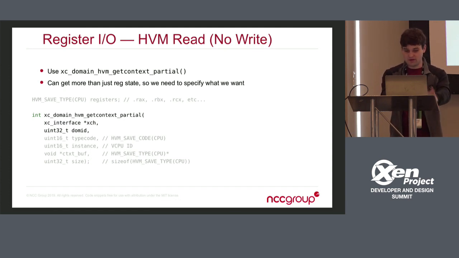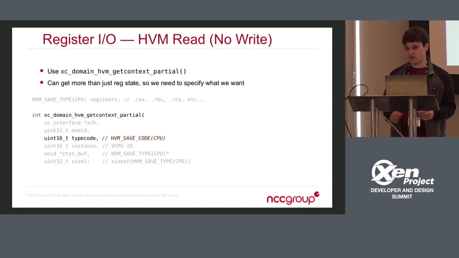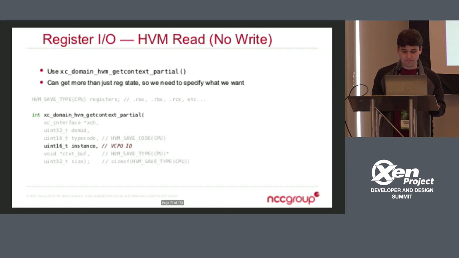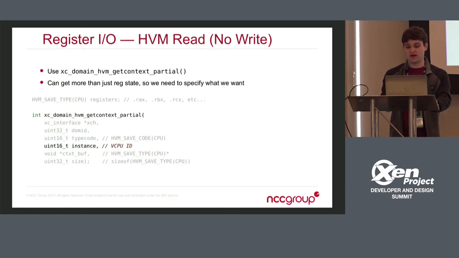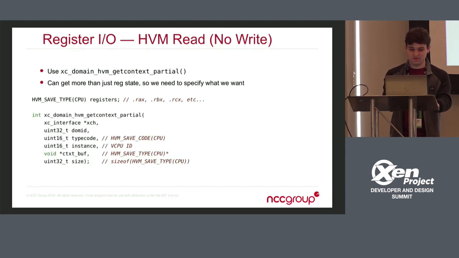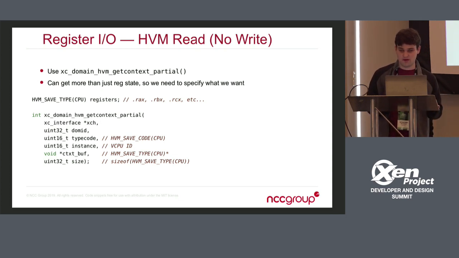The first two arguments we know, they're the library handle and the domain ID. And then we have to give it a type code, which is just a numeric code that specifies the type of context we want to retrieve. Get context partial just retrieves one context element only. And the type code for retrieving CPU register state, we just use the static value HVM_SAVE_CODE(CPU). The instance value in this context should just be considered a vCPU ID. I think it may mean other things with different type codes. The context buffer argument is just a pointer to that register struct of type HVM_SAVE_TYPE(CPU), and the size is the size of that struct. So you just call that, and it populates the register struct just as the PV get context function I mentioned does.